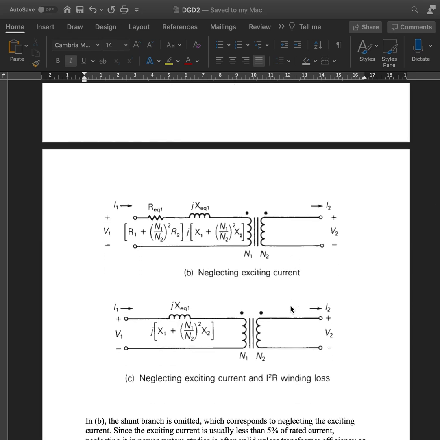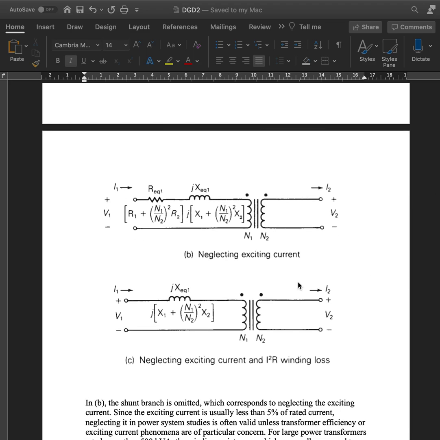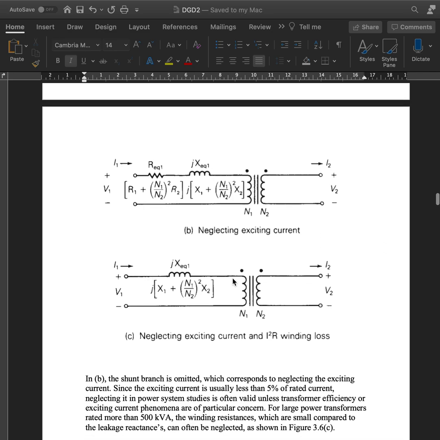Then finally, especially for larger transformers, we can just completely get rid of the resistance here, which is almost negligible compared to the leakage reactance that happens during the power transmission. So hence we can just get rid of the equivalent R and just have an ideal transformer like this, and it can be simplified in a certain way.